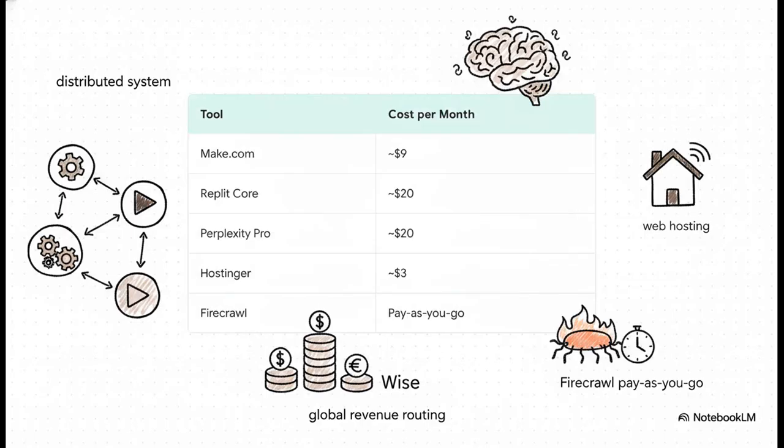And the best part? This entire distributed ecosystem is super accessible for beginners. Make.com costs around $9. Replit for a stable code environment is $20. Perplexity Pro is another $20. Add in some basic web hosting on Hostinger and pay-as-you-go fees for Firecrawl, and your total comes to between $65 and $80 a month. That gives you real enterprise-grade durability, but fits perfectly right into an indie hacker's budget.